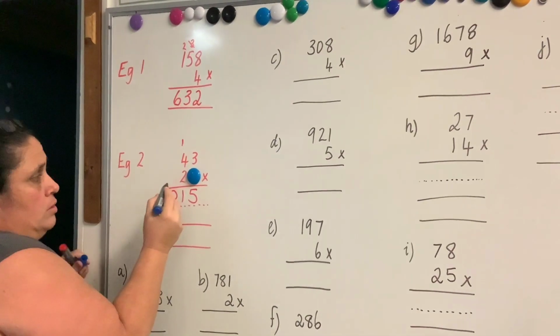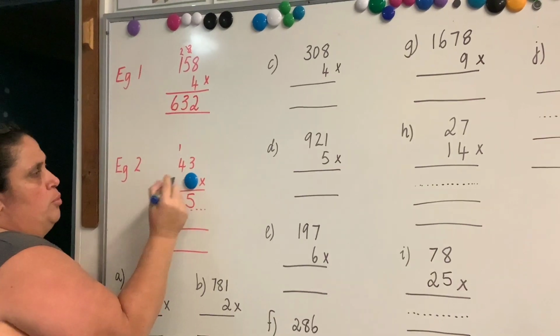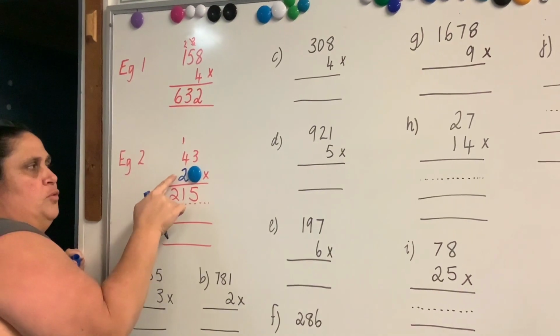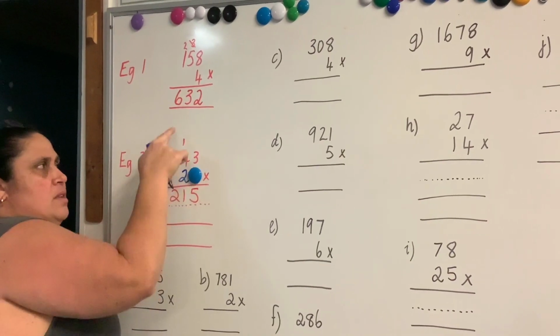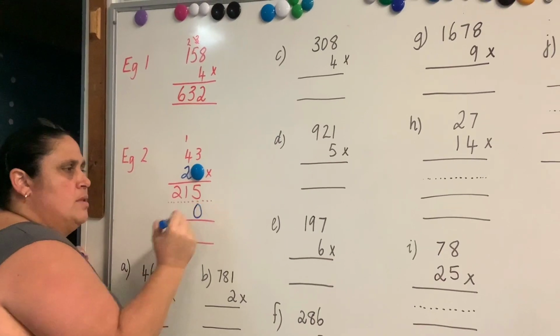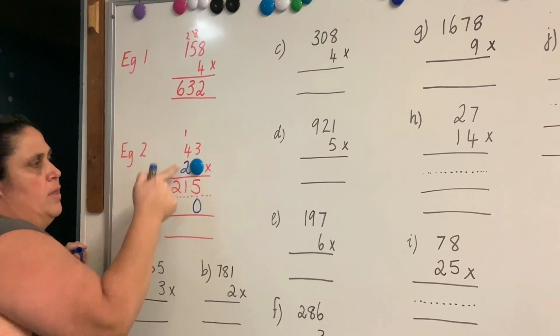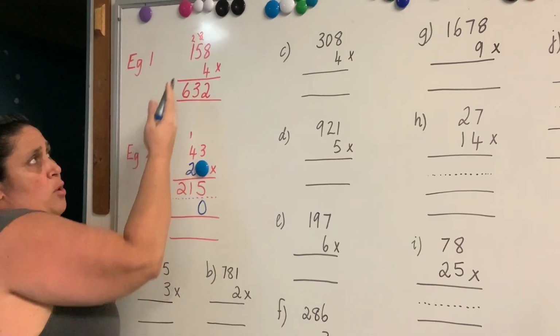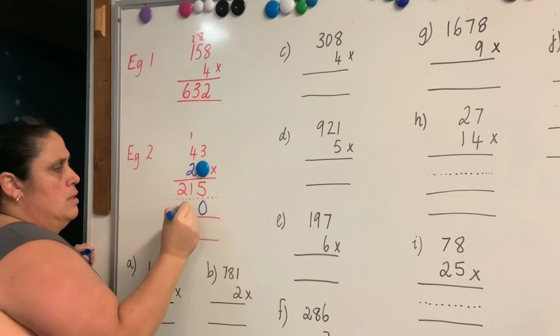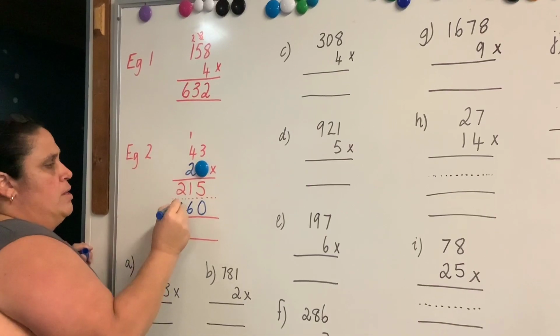I will change this to blue so that I can change the colour. I now have, the 2 is in the tens house, so I'm multiplying by 20. I need to put this 0 down into the ones house so that I'm multiplying the tens. And then I multiply just like this one. 2 groups of 3, or 2 times 3 is 6. 2 times 4 is 8.